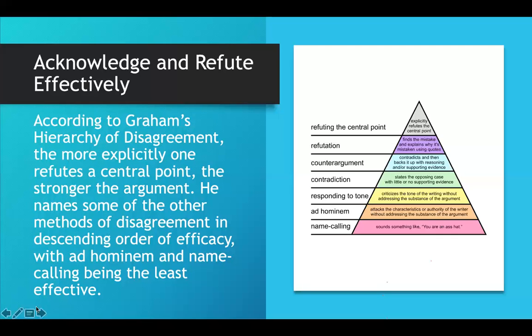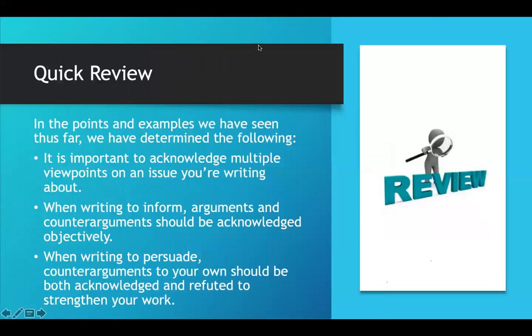Okay. All right. So just to quickly review what we've done so far, in the points and examples we have seen thus far, we've determined the following. First of all, it's important to acknowledge multiple viewpoints on an issue you're writing about. Second, when writing to inform, arguments and counter arguments should be acknowledged objectively. And third, when writing to persuade, counter arguments to your own should be both acknowledged and refuted to strengthen your work.